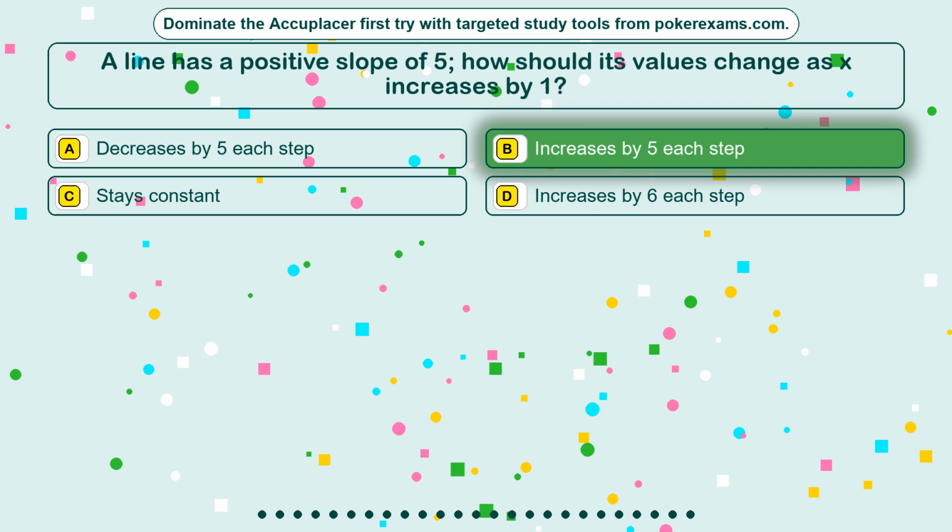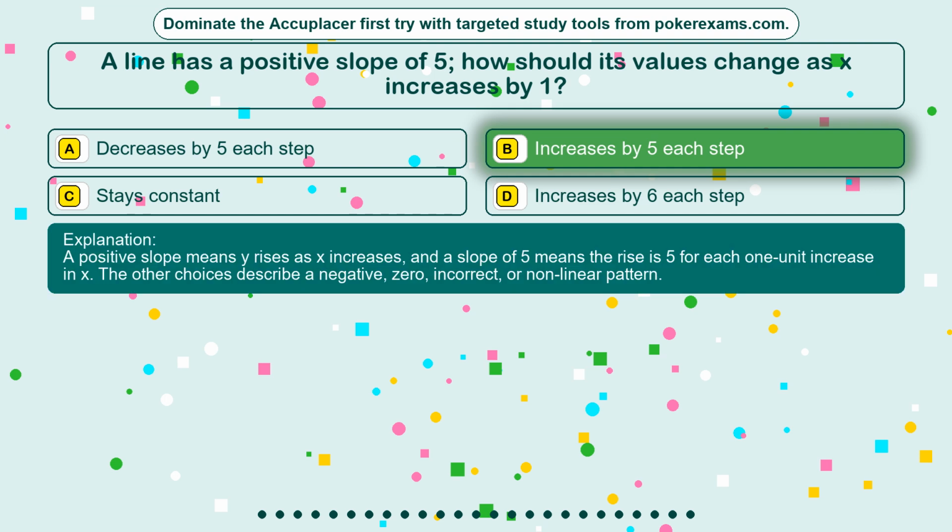The correct answer is Option B, increases by 5 each step. A positive slope means y rises as x increases, and a slope of 5 means the rise is 5 for each 1 unit increase in x. The other choices describe a negative, 0, incorrect, or nonlinear pattern.